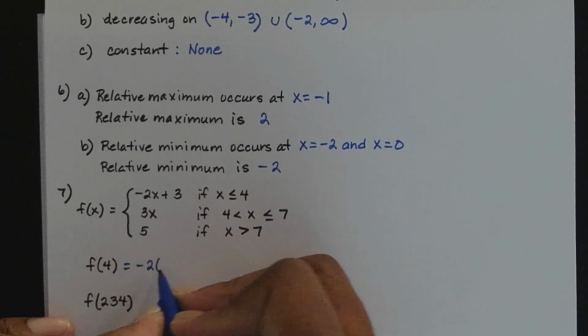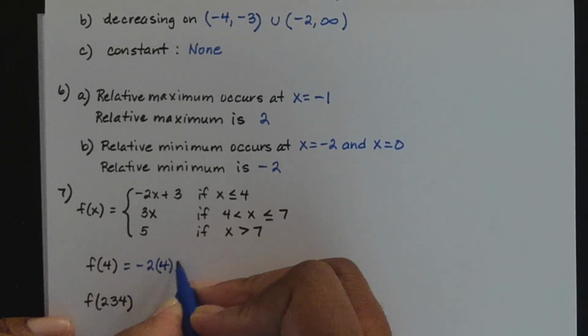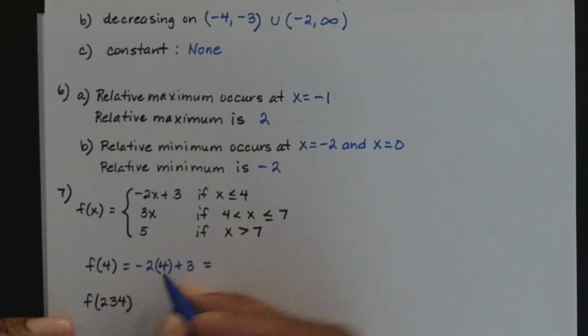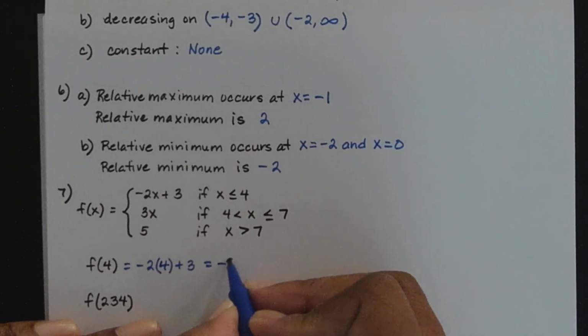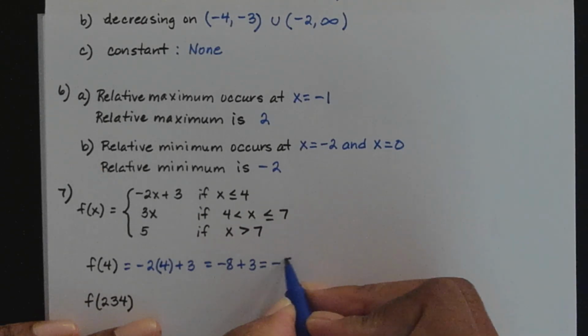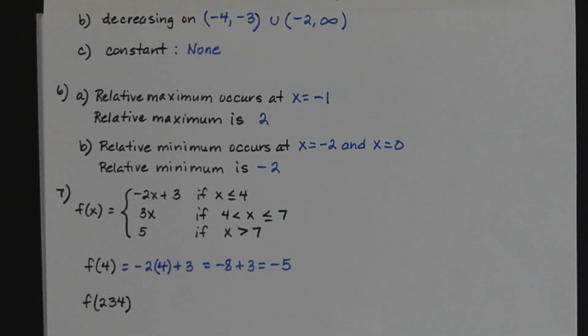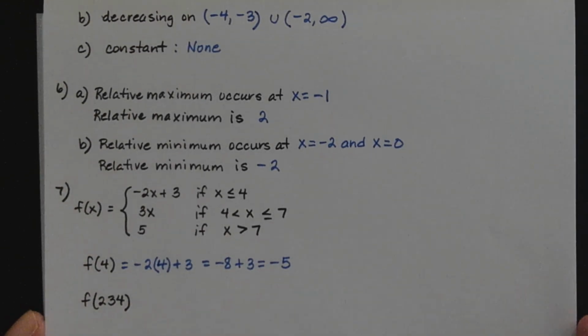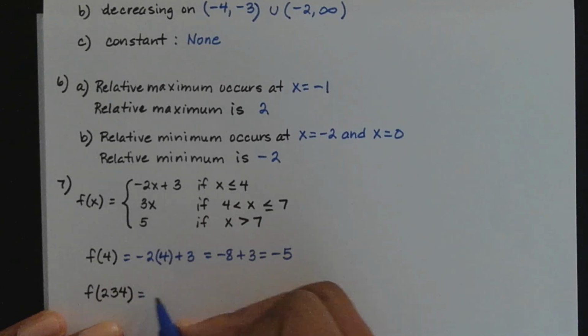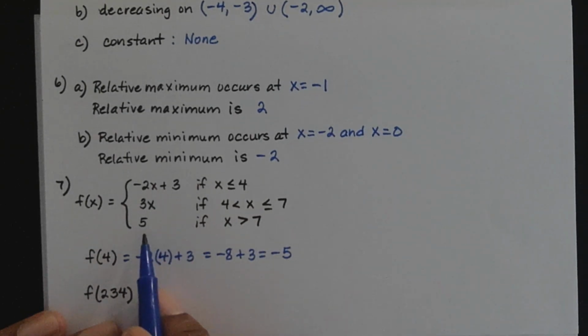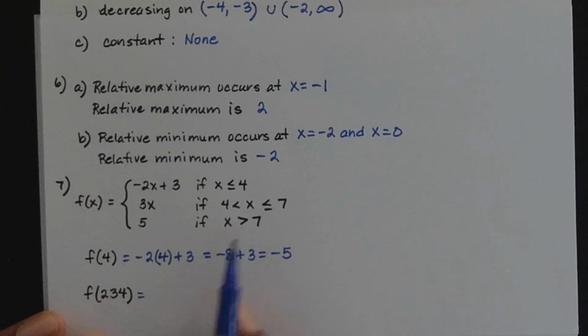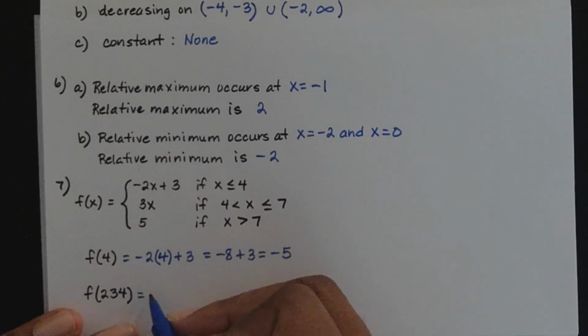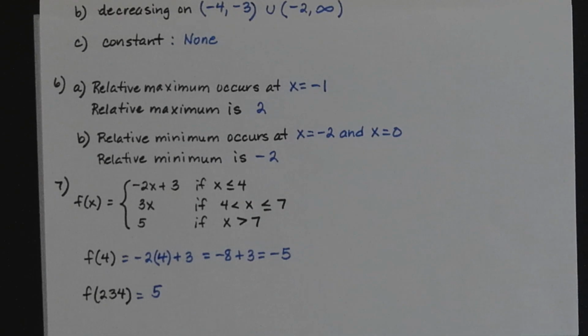So it'll be -2 times x, which is 4, plus 3. -2 times 4 is -8, plus 3 is -5. So the value of that piecewise function when x is equal to 4 would be -5. Okay. And then for f of 234, which one did we use? The first, the second, or the third? Third, because that 234 is greater than 7, so f of 234 would just be 5. That's all there is to it.